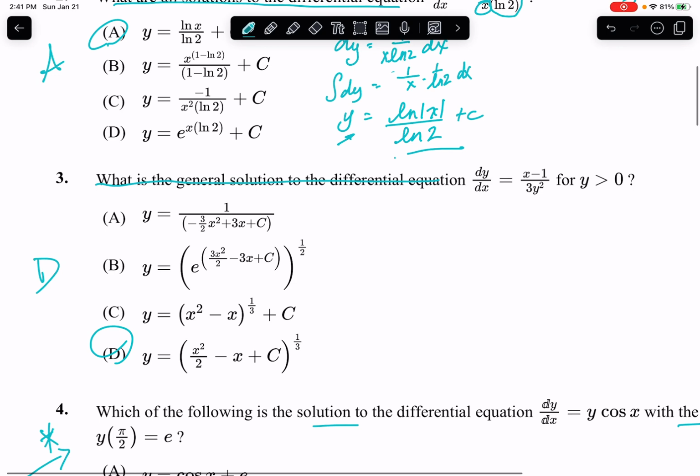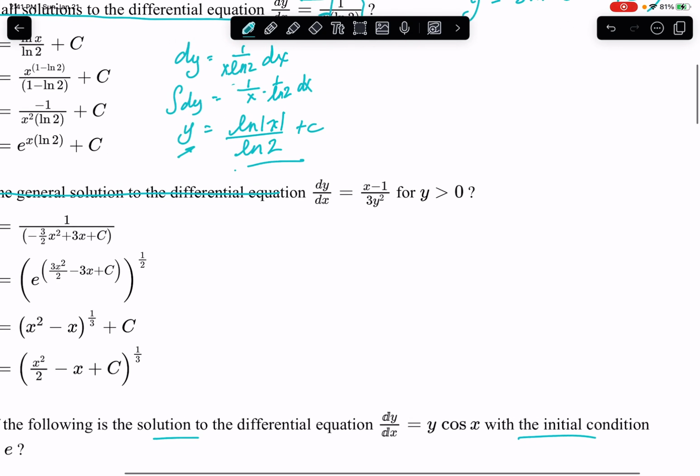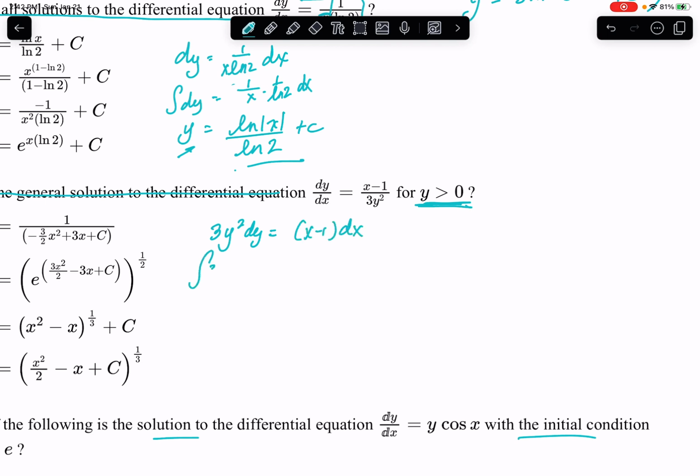Okay, this one says what's the general solution, just another way. But it says for when y is greater than 0. So if we get a square root, we're going to just disregard the negative part because it said when y is greater than 0. So that's what I was talking about. They gave you like an initial solution. So separating our variables, we have 3y squared dy equals x minus 1 dx. So integrate both sides. So this would be y cubed equals 1/2 x squared plus x plus c.